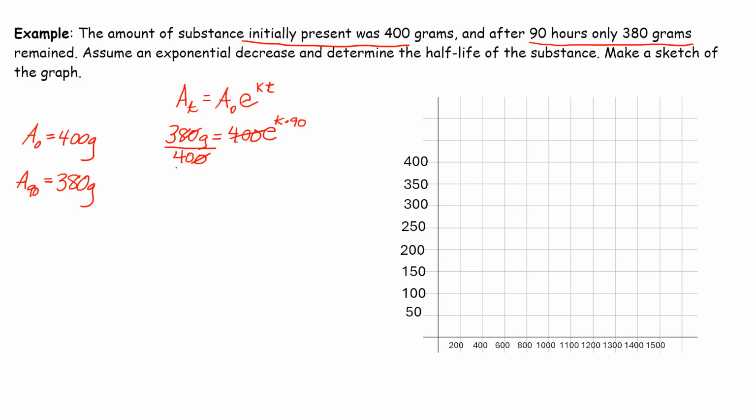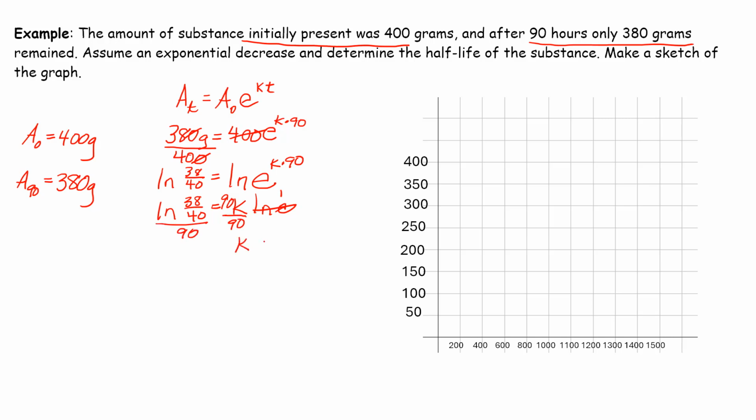So now we take the natural log on both sides. So we'll have natural log of 38 over 40 equals natural log of e to the k times 90. And then we would have natural log of 38 over 40 equals k times 90, or 90k, since natural log of e is just 1. So now we can divide both sides by 90, and we'll get k.